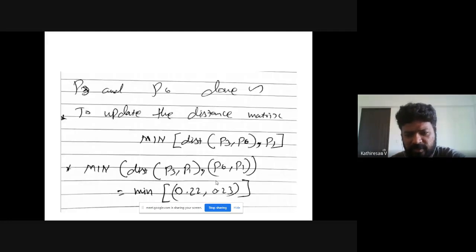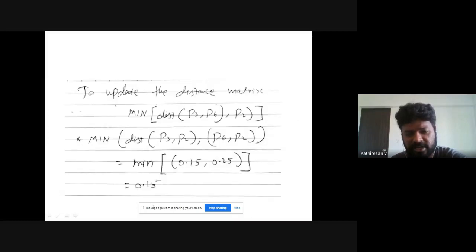So the distance between P3 and P6 is nothing but the minimum of the distance of P3, P1 and P6, P1. So here 0.22 is the distance because it is the minimum. This calculation is important because the distance between P3, P6 to P1 is calculated based on the minimum of the distance P3, P1 and P6, P1. In this we have to take the minimum and consider that. This is how the distance is calculated.